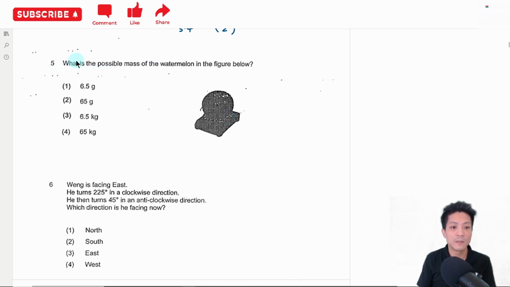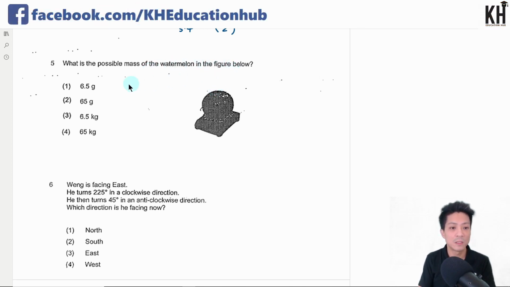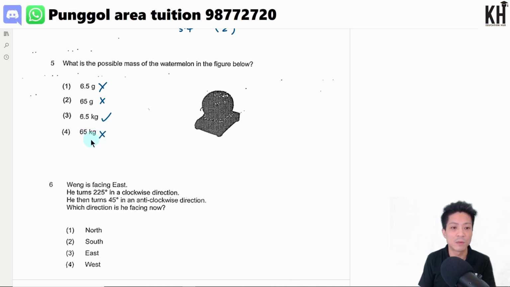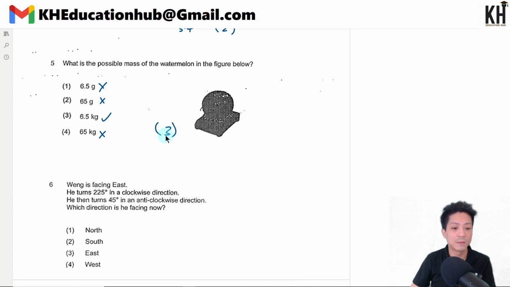Okay, question 5. What is the possible mass of the watermelon in the figure below? So 6.5 grams is probably too light. 65 grams also not likely. 6.5 kg, maybe around there. Okay, 65 kg is not likely because 65 kg is around the weight of an adult. Okay, so for this question, the answer will be number 3.